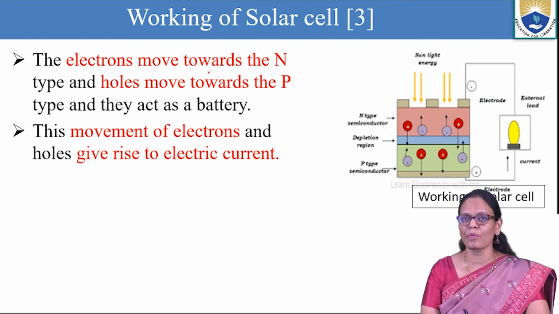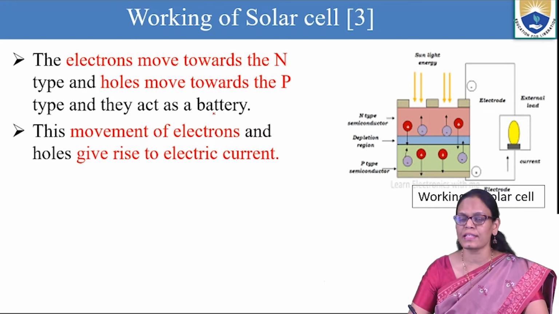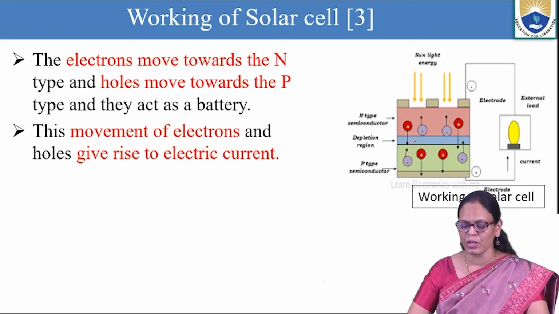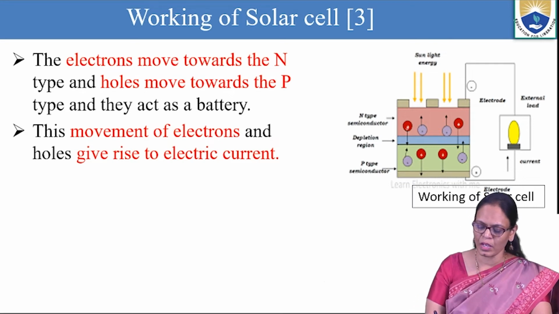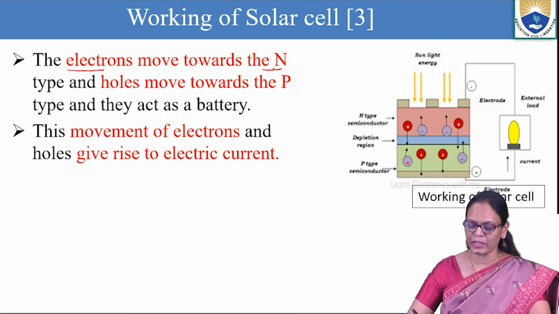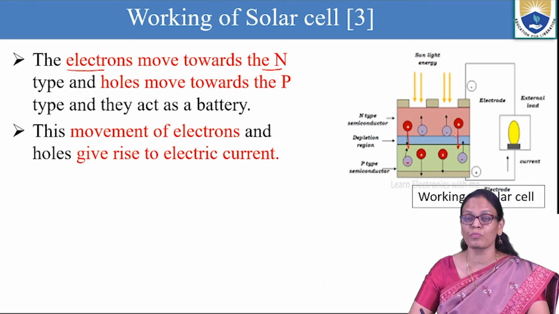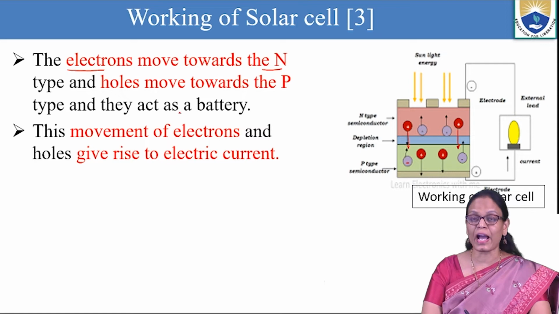Now the electrons move towards the N type and the holes move towards the P type, and they act as a battery. When the energy is given to the holes and electrons here, all the electrons move towards the N side, and the holes, which are positive, move towards the P side, and they will act as a battery.